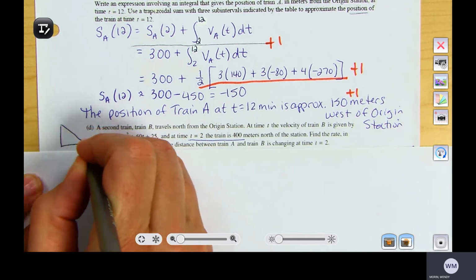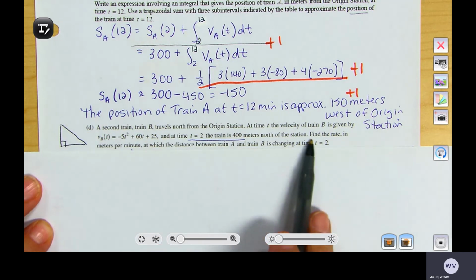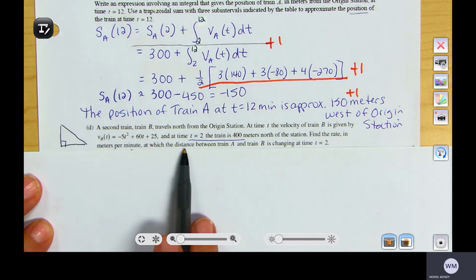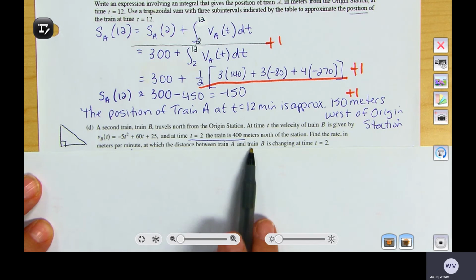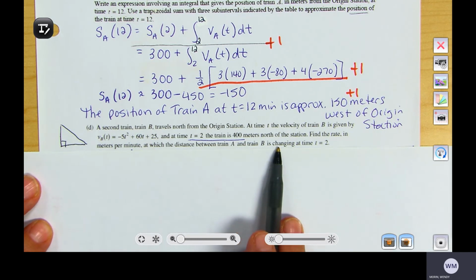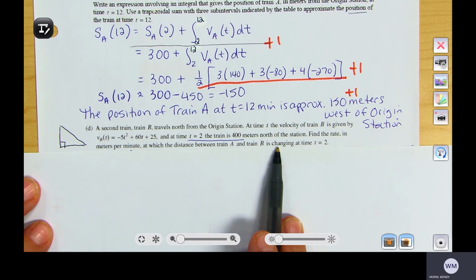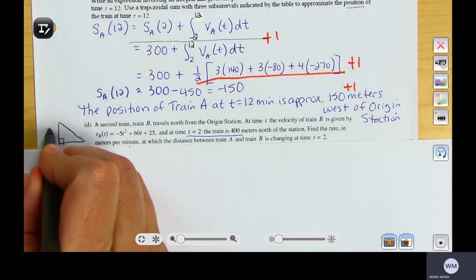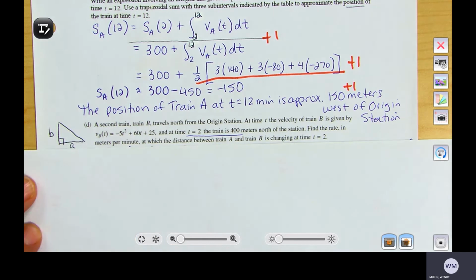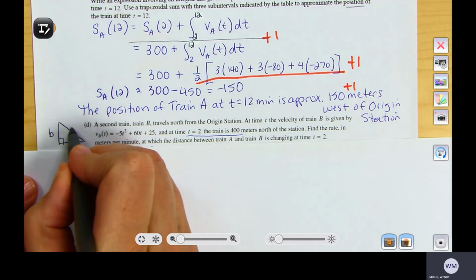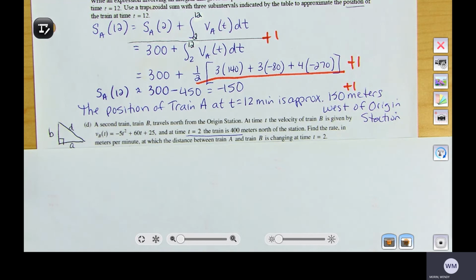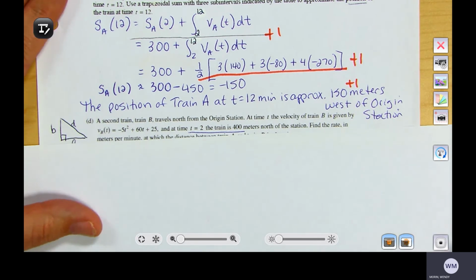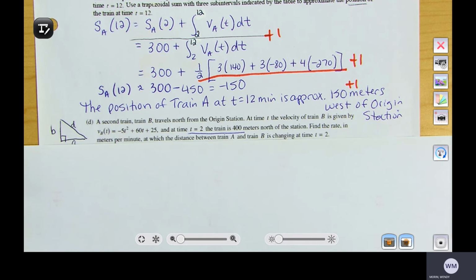Do you know what that sounds like? Find the rate at which the distance between the trains is changing. That is your special related rate questions. Related rate questions. So we have train B that's going north, we have train A that's going to the east, and then we have the distance between them. So if you want to pause the video and practice your related rates, you can do that now.